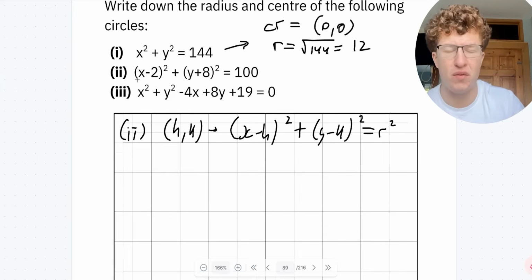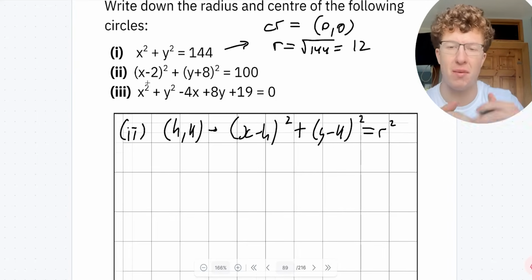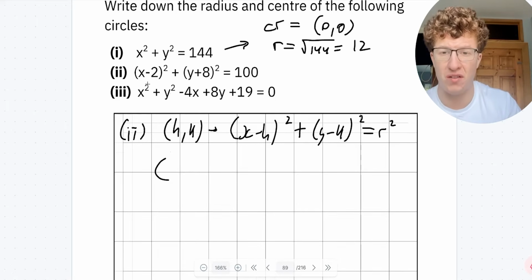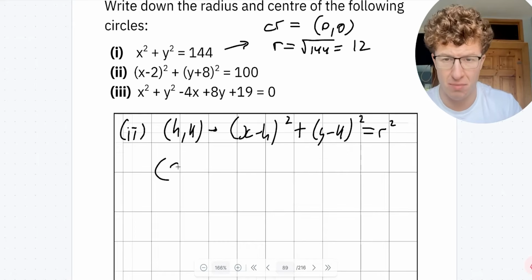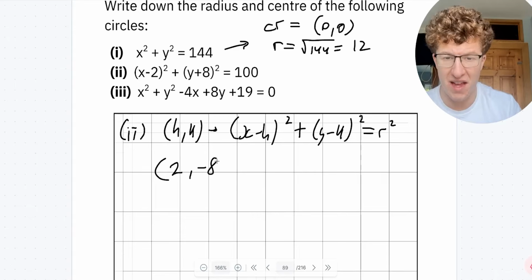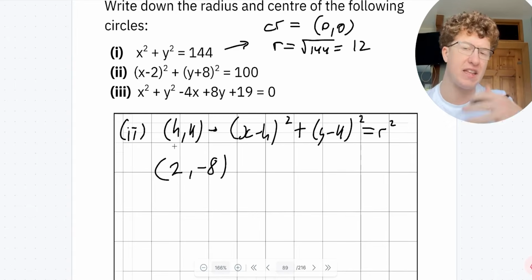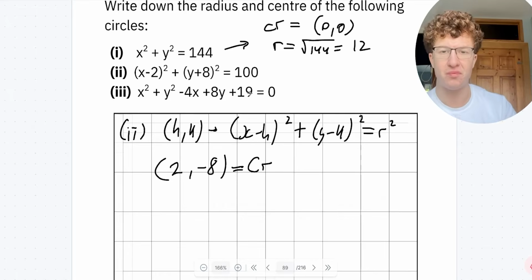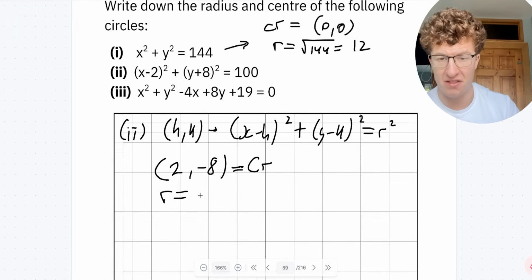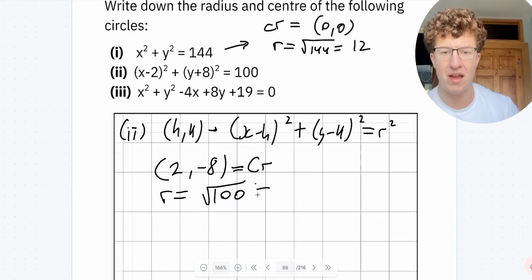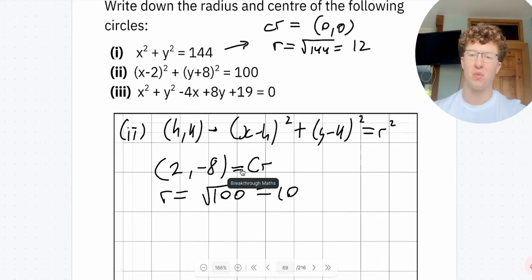All you need to know is if you have an equation that looks like this, just take the minus of the number and you'll get the center. So we have x minus 2. So the center coordinate for the x is going to be just plus 2. And then the center coordinate for the y is going to be minus 8 because we have a plus here. So you're taking the opposite sign of what's in the brackets to get the center. That's CR. And then the radius, again, is just going to be the square root of the number at the end. Square root of 100. That's just going to be 10. So that's the second one done.